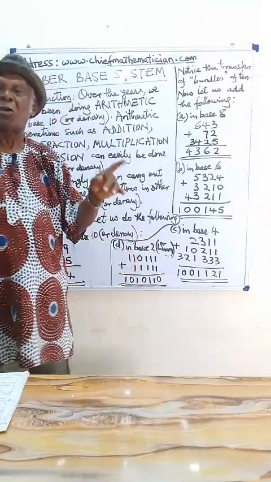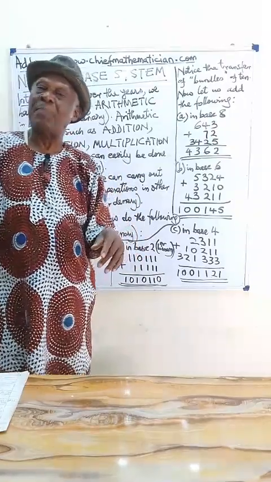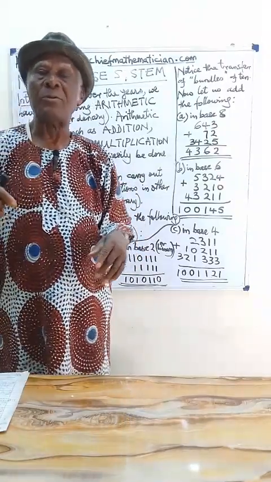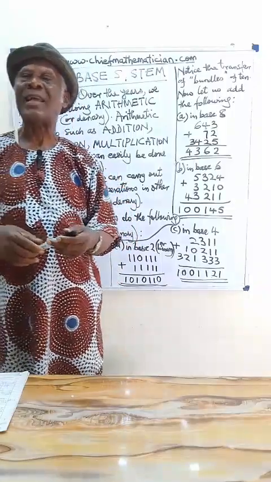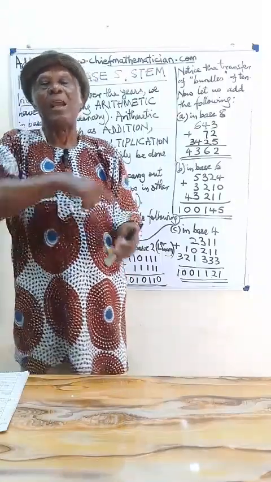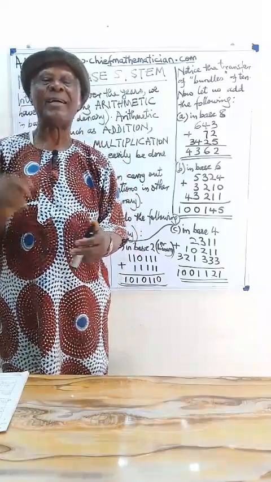So take note of that. In any base you are operating on, no number in that base can contain any digit that is equal to the base or greater than the base.